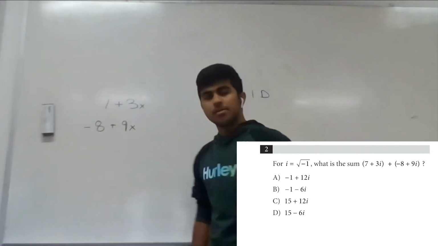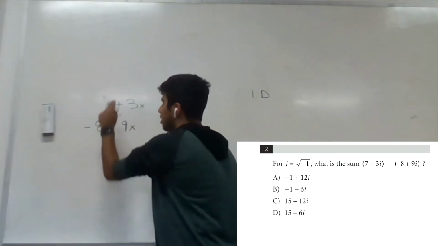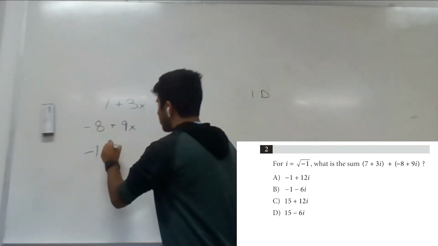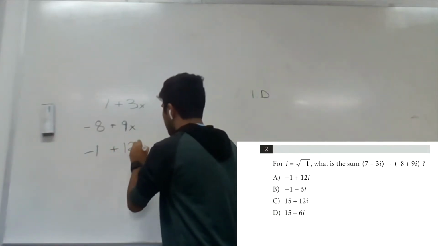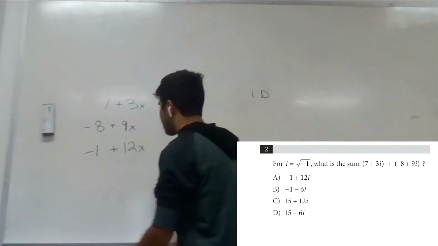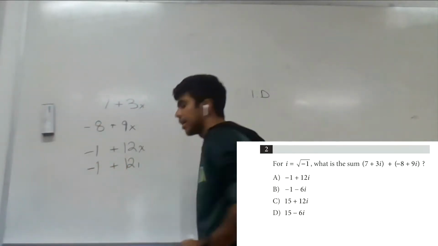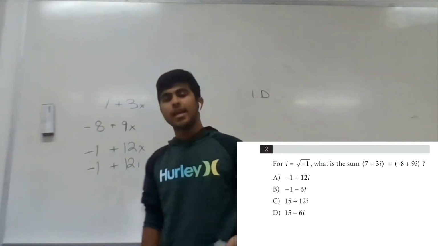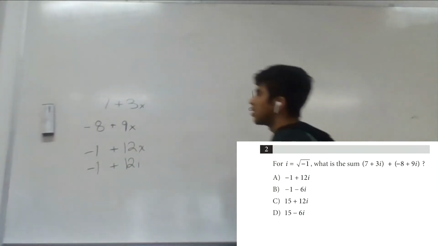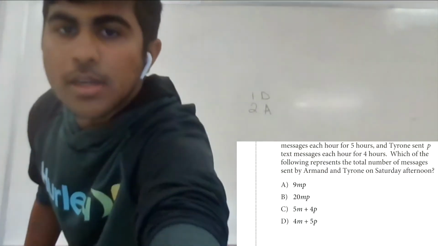Then we just add it together. You add the x's and you add the constants. 7 and negative 8 is negative 1. 3 and 9 is 12. Negative 1 plus 12x. Since we put x as i, we're just going to have to substitute that in. Negative 1 plus 12i. Negative 1 plus 12i, that's choice A. So question number 2, choice A, and we are done. Alright, so let's move on to question number 3.